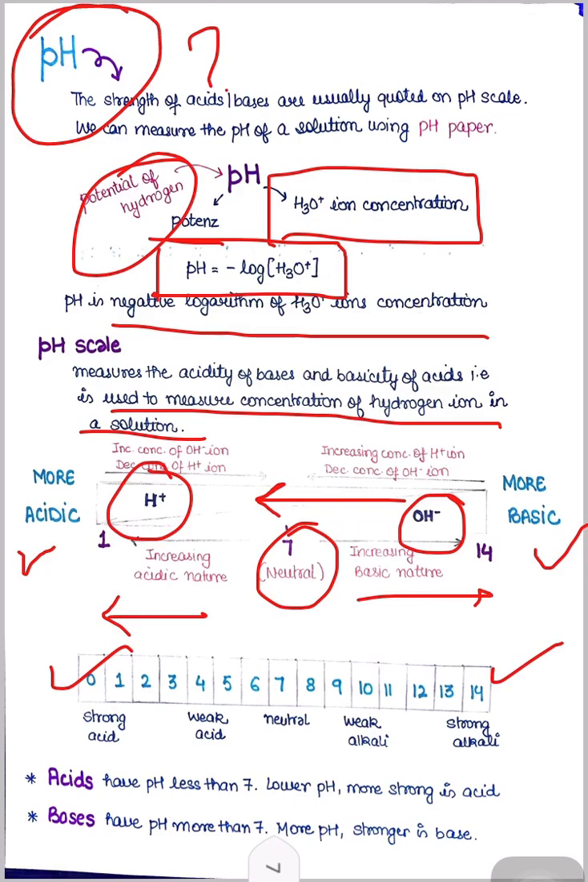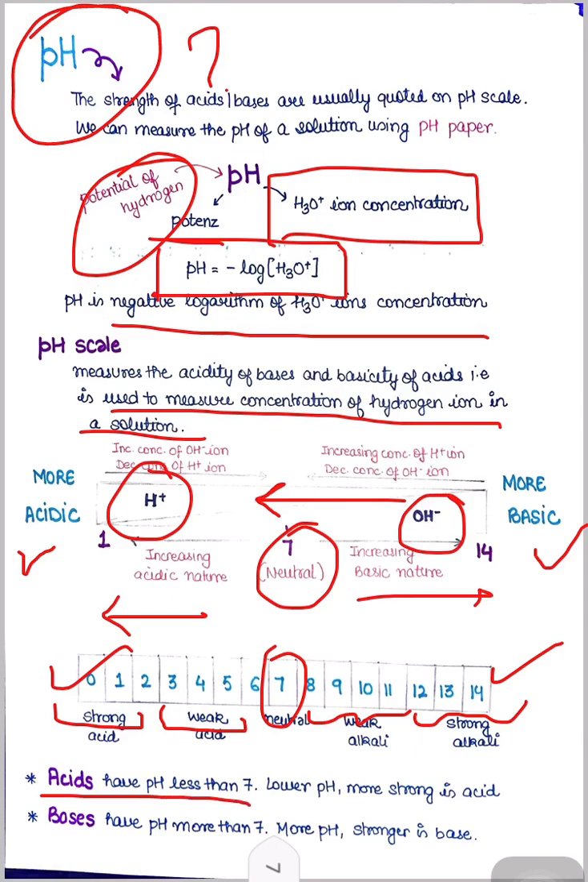So what it means is, 0 to 2 is strong acid, then 3 to 5 weak acid, 7 is neutral, then weak alkali or base, and then strong alkali. So this range is strong acid, weak acid, 7 is neutral, then weak alkali and strong alkali. So we got the answer.